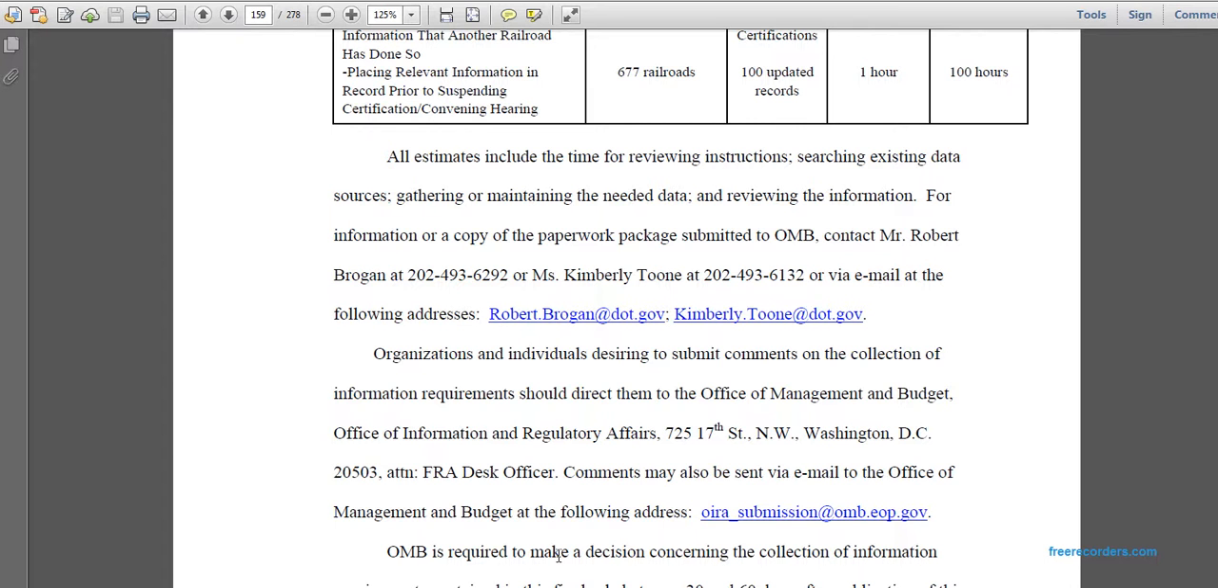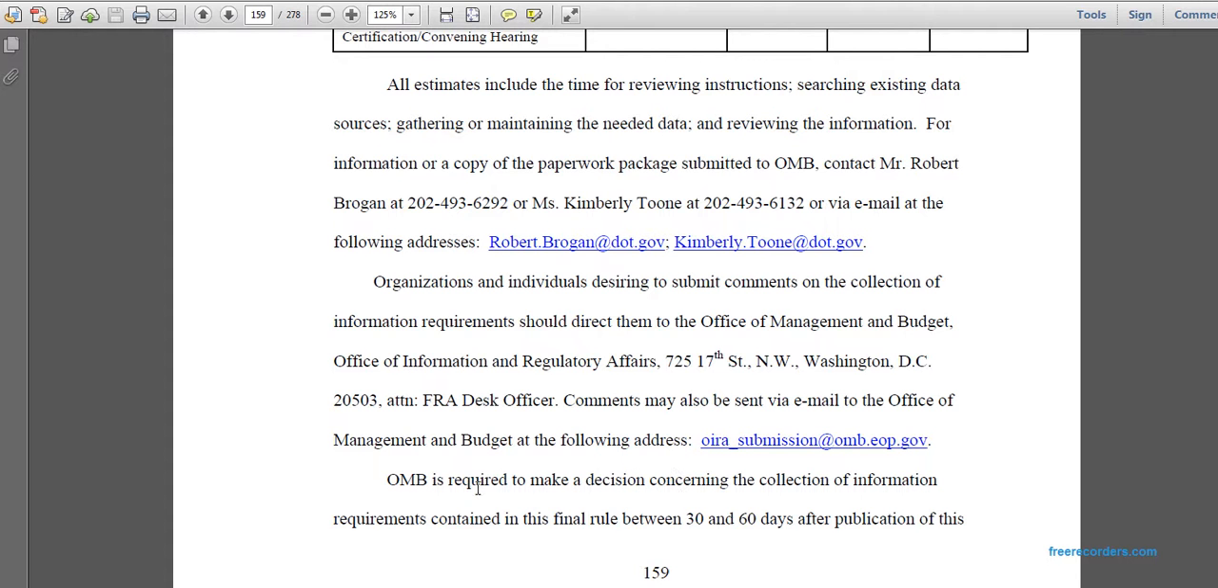Organizations and individuals desiring to submit comments on the collection of information requirements should direct them to the Office of Management and Budget, Office of Information and Regulatory Affairs, 725 17th Street Northwest, Washington, D.C. 20503, Attention: FRA Desk Officer. Comments may also be sent via email to the Office of Management and Budget at the following address: OIRA_submission@omb.eop.gov.